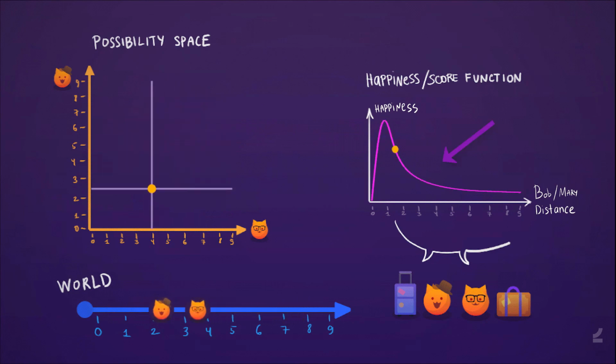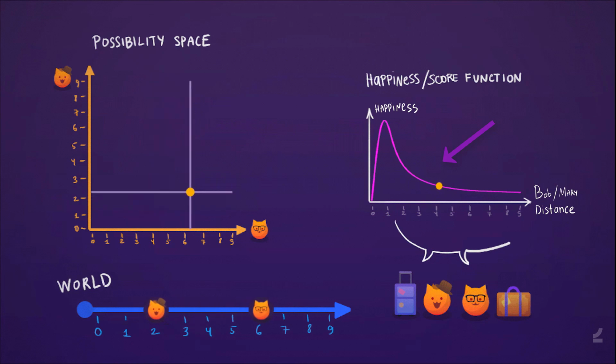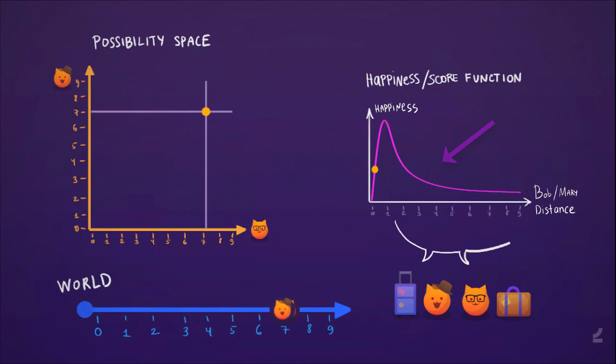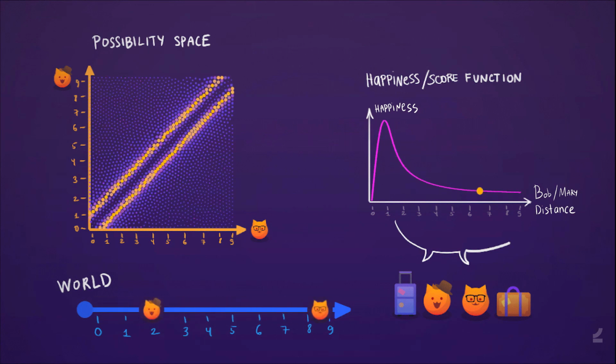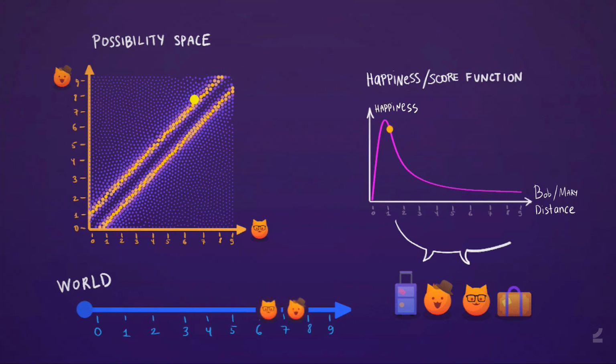Note how every configuration corresponds to a certain value in the score function, indicated by the moving yellow dot. We can evaluate that score for every point in the possibility space and visually see where good Bob-Mary configurations tend to form. In general, we are interested in the regions of high scores, indicated by yellow dots in the possibility space. And as you can see, there are a lot of good solutions, and we can pick any of them to generate the final placement that would make Bob and Mary happy.